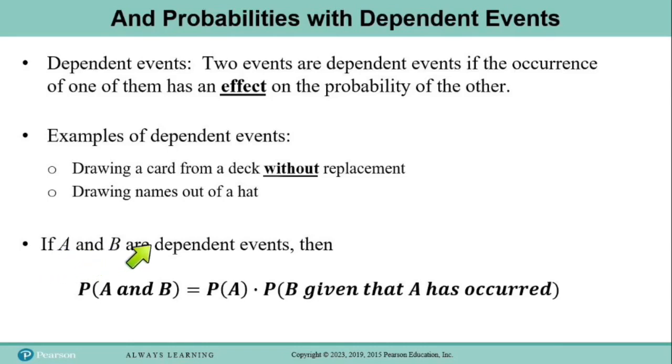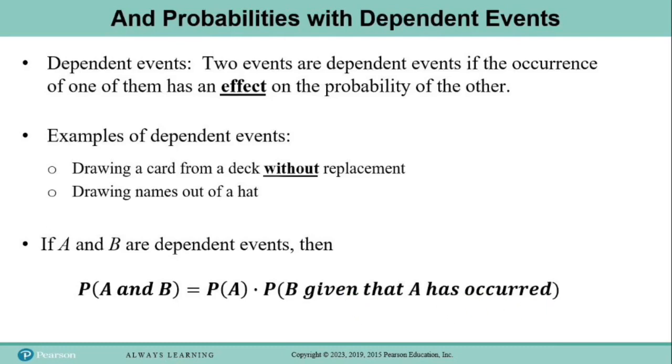So when we calculate probabilities for dependent events, this is how we do it. If A and B are dependent events, then the probability of A and B is equal to the probability of A times the probability of B given that A has occurred. So when we do the probability of the second event, we assume that the first one already happened.